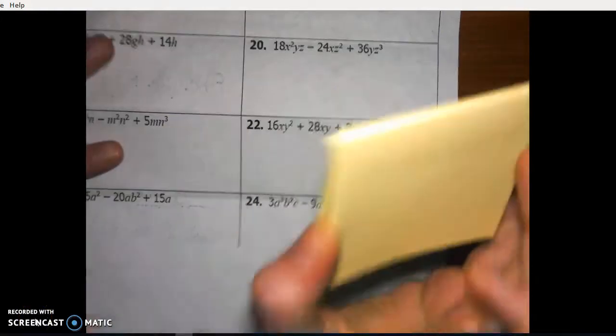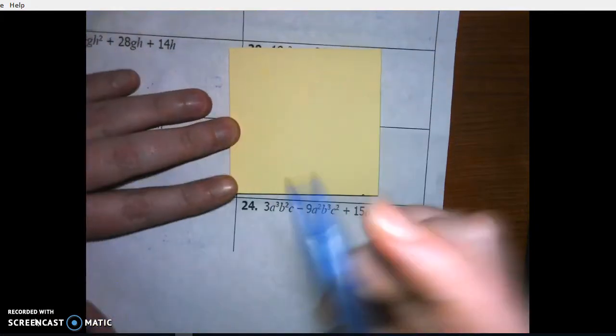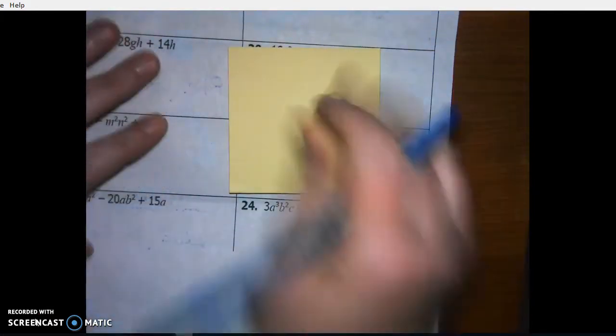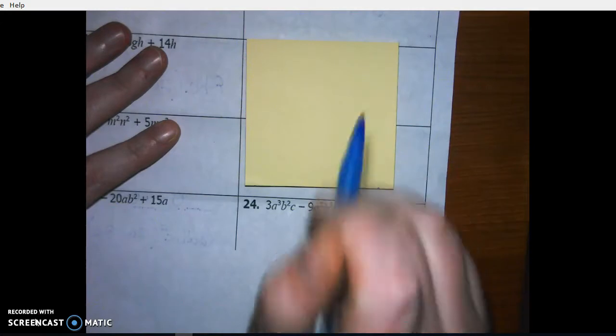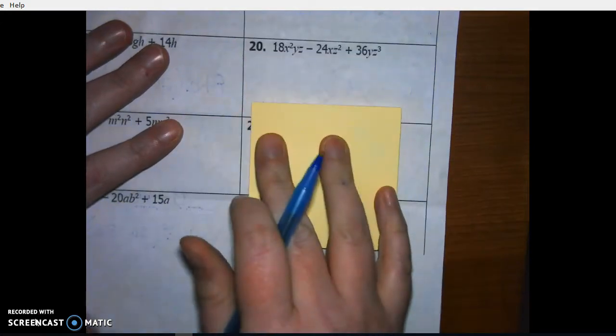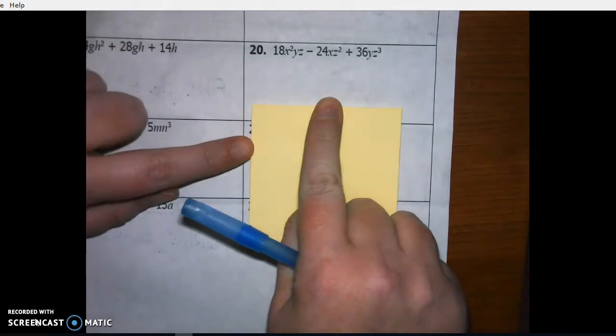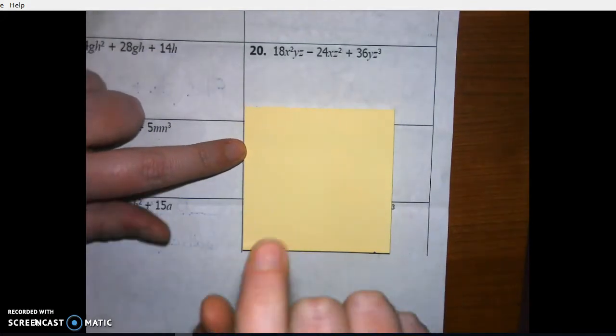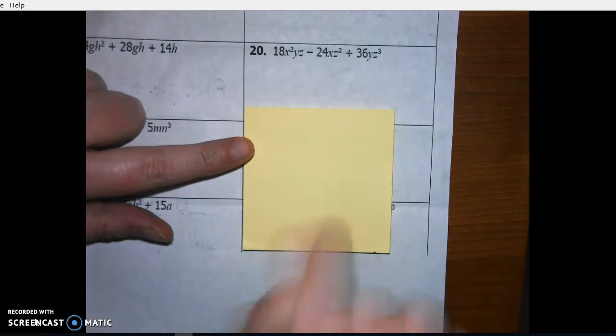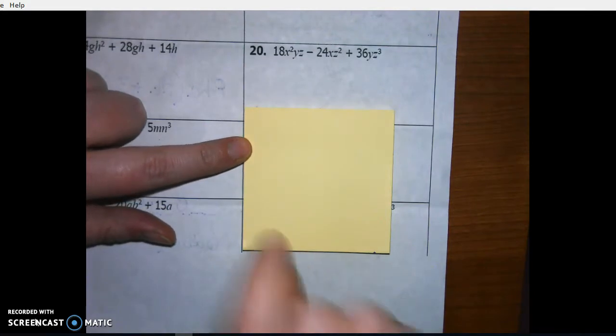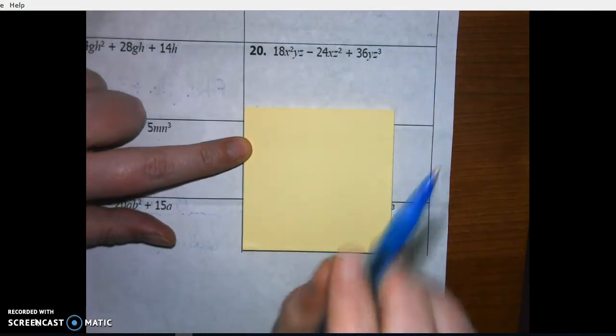Hey guys, so some people asked me to make a video about factoring these polynomials, and I wanted to show you number 20 on the page we worked on today. First period, the page looks a little different, so don't worry about it. But everybody else, this is what it looks like.